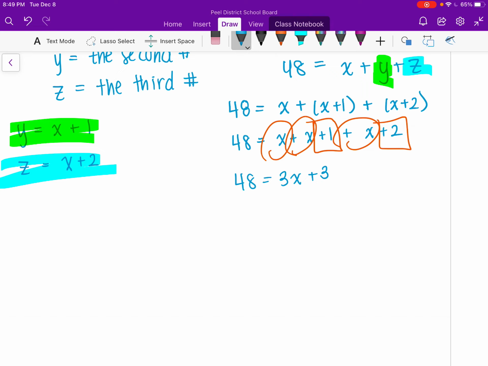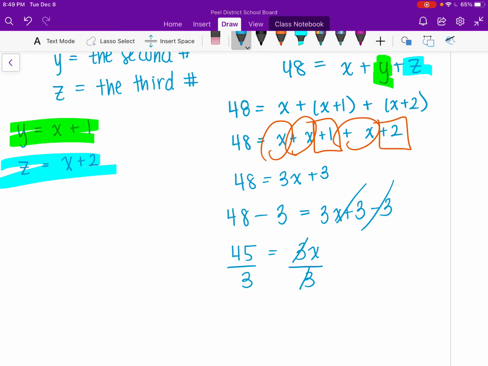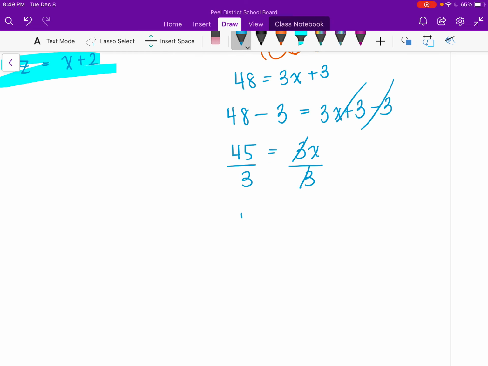Right, I want to get the 3x by itself. So I'm going to get rid of that 3 on that side. So I'm going to 3x plus 3 minus 3. I'm going to minus 3 over here. So I'm left with 48 minus 3, which is going to give me 45. Equals 3x. And then I'm just going to divide both sides by 3 to get the x by itself. The 3 and the 3 will cancel each other out. 45 divided by 3 is equal to x.